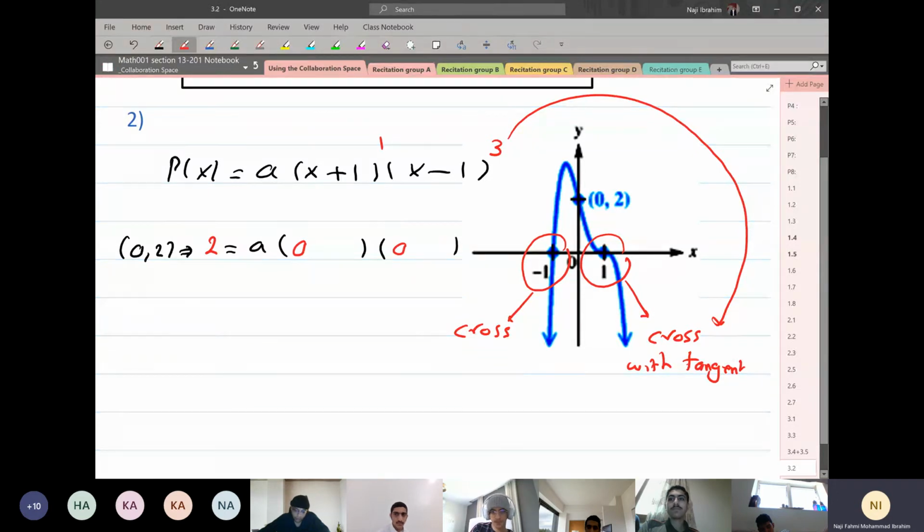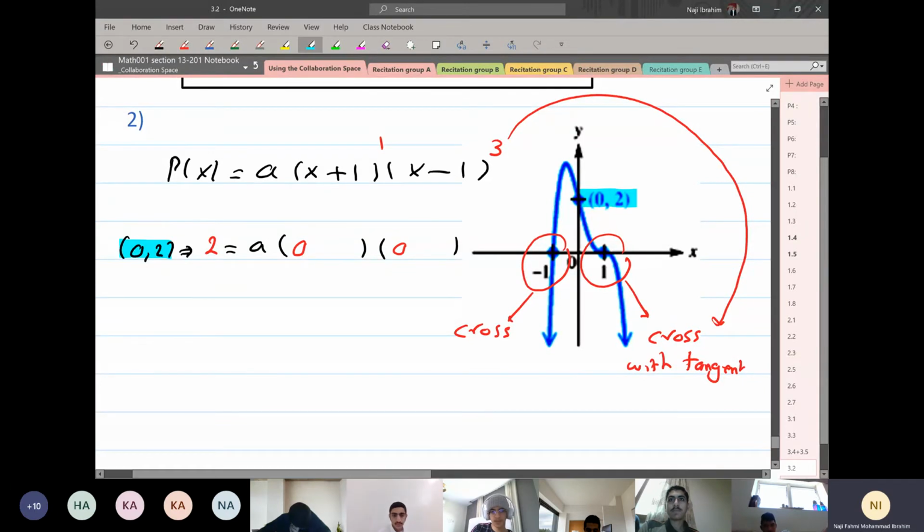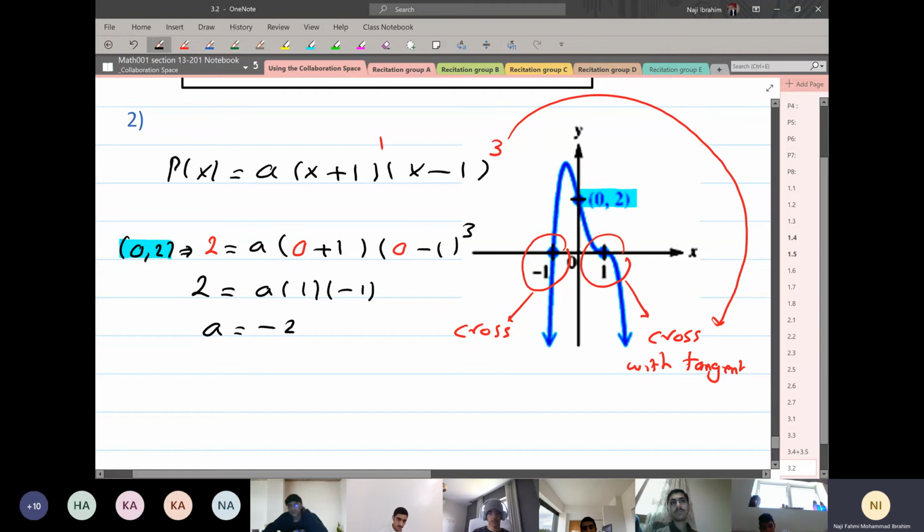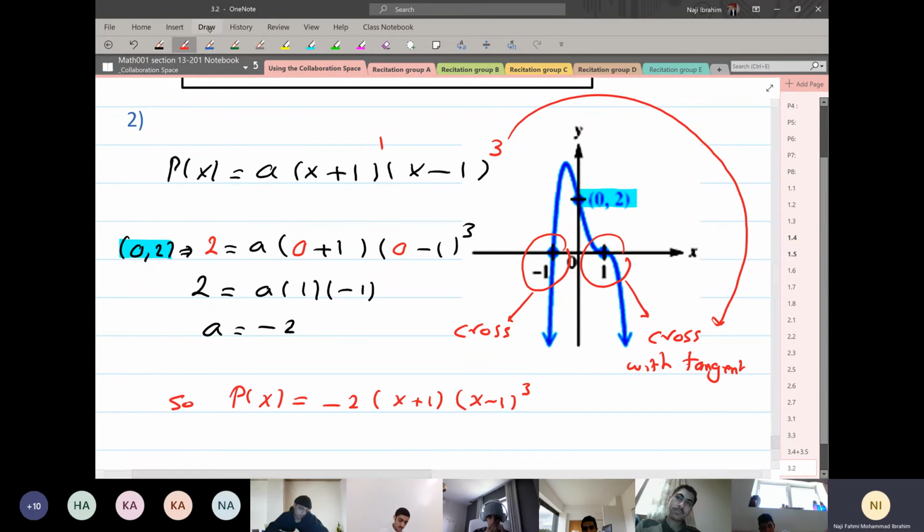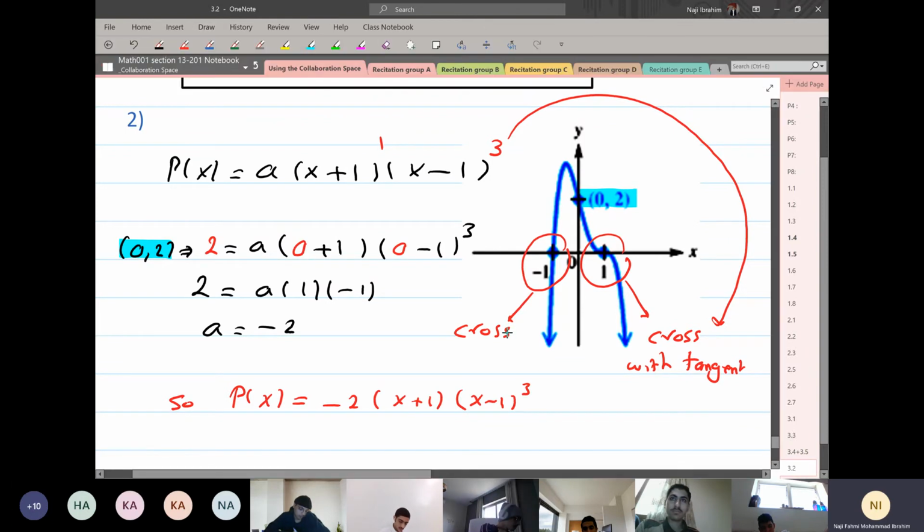Now to find the value of a, we said to use an ordered pair, and he gave us the ordered pair (0, 2). So if we substitute (0, 2) inside the function, what will I have? We can simplify this into 2 is equal to a multiplied by 1 multiplied by negative 1. So how much is a? Abdul Muhsin, what's the value of a? Negative 2. So what's our polynomial after we do all this? We will say P of x is equal to negative 2 multiplied by (x plus 1) by (x minus 1) to the power 3. And this is our polynomial.